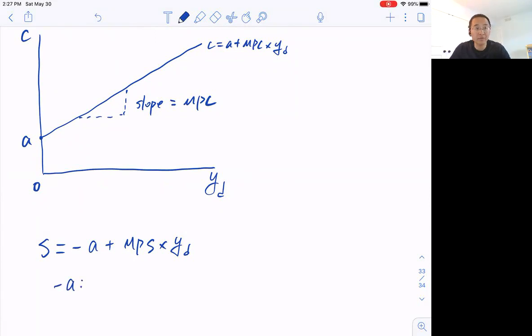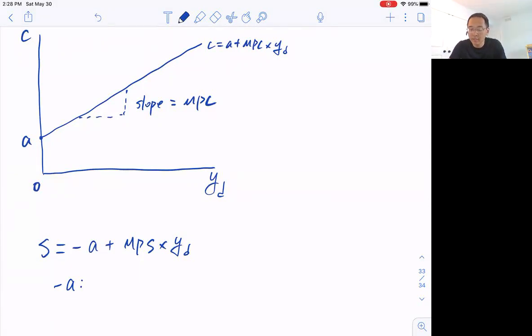This is the amount of savings you have when your disposable income is 0, right? Because if YD is 0, MPS times YD is 0, then all you have left in that case is S equals minus A. So this is saying that when your disposable income is 0, you have to spend A to sustain your life, and the A has to come from taking away your savings, right? So your savings would be decreased by A when you spend A with 0 income, right?